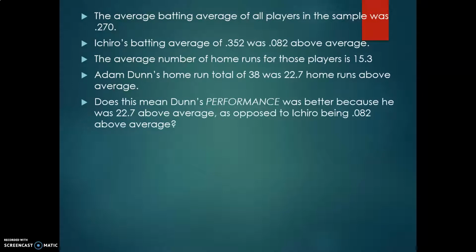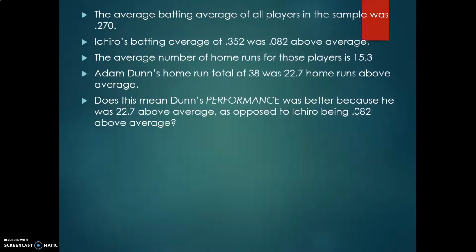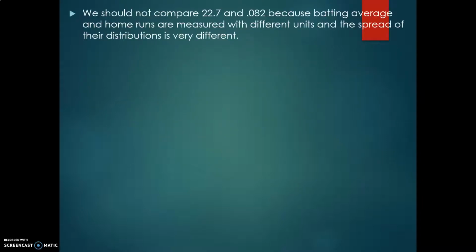Does that mean Dunn's just better because he is 22.7 above, whereas Ichiro is only 0.082 above? Well, that doesn't really work, because batting average is always less than 1, and the home runs hit is going to be a whole number, 0 or greater. So we really have to standardize this. We're going to look at it in comparison.